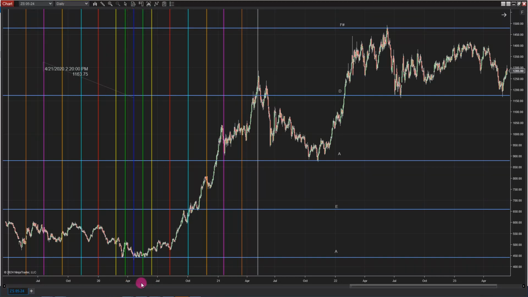Let me get an arrow here. Anchored that at the major low on April, I think 21st of 2020. You see the blue line is the anchor point. Then we're running those counts in both directions. So you can see the first one is a minor high. Second one is a minor high. Then we get the low off the big correction down.